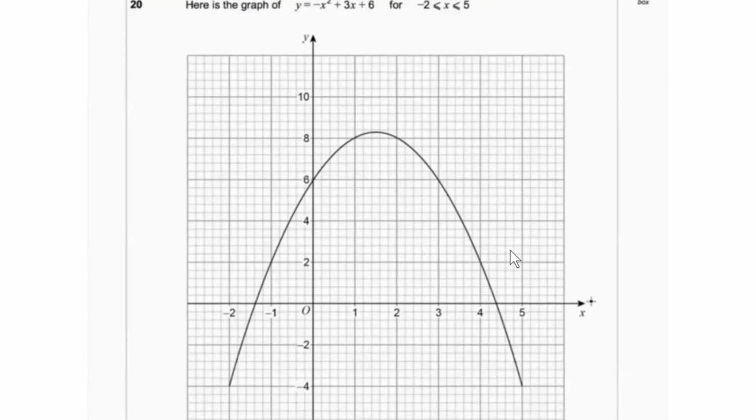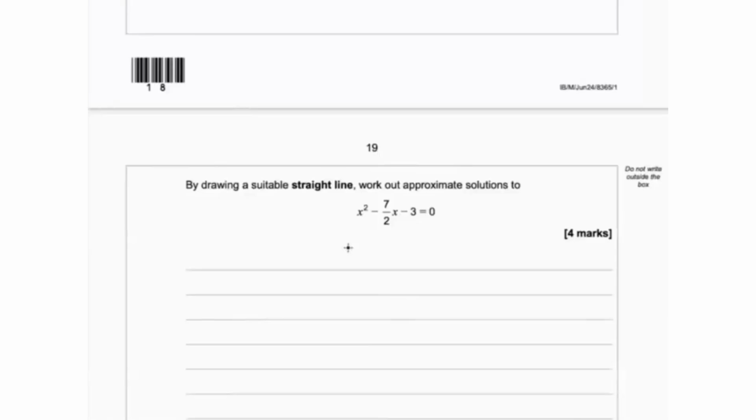Then the next question says that here's a graph of y equals negative x squared plus 3x plus 6 for values of x from negative 2 to 5. For drawing a suitable straight line, we have to work out approximate solutions to x squared minus 7 over 2 x minus 3 equals 0. So basically we're going to convert this equation into the equation of the curve. The equation of the curve is y equals negative x squared plus 3x plus 6. So we need to turn x squared minus 7 over 2 x minus 3 equals 0 into this.